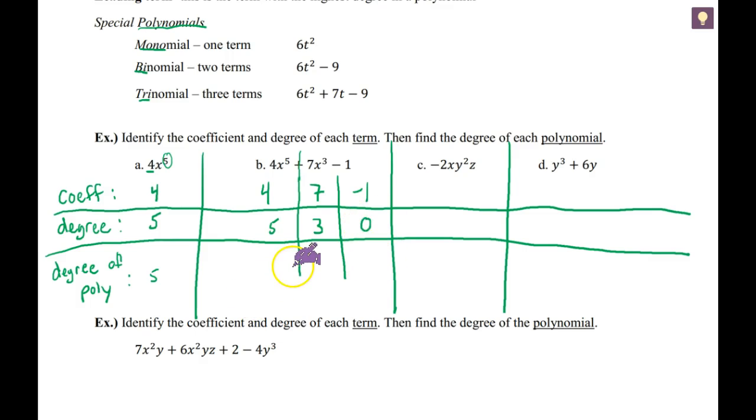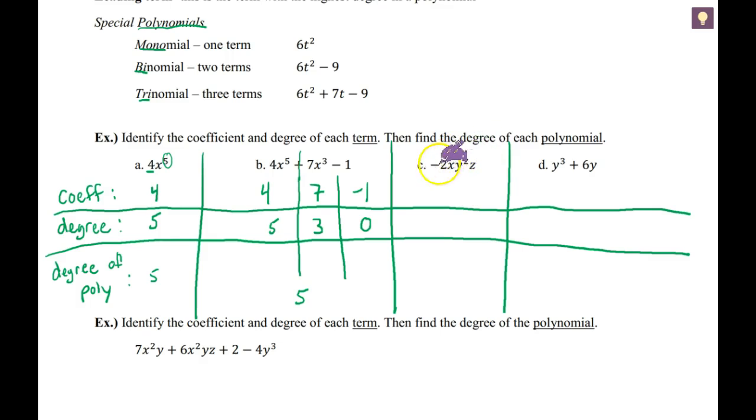And then I want to know the degree of the polynomial. So the degree of the polynomial is the highest one that we see, not the sum, the highest one. So the degree of that polynomial is 5, because that was the highest degree we saw.